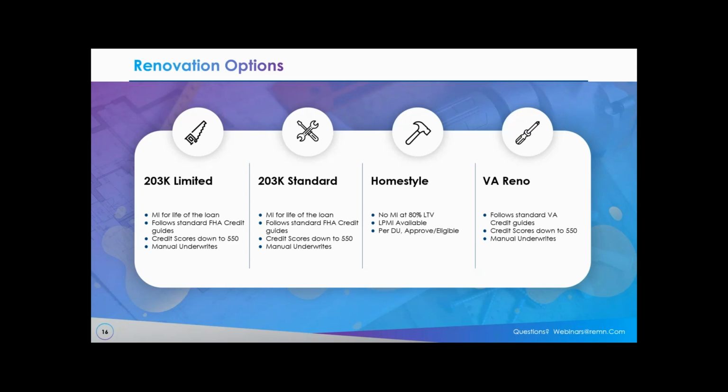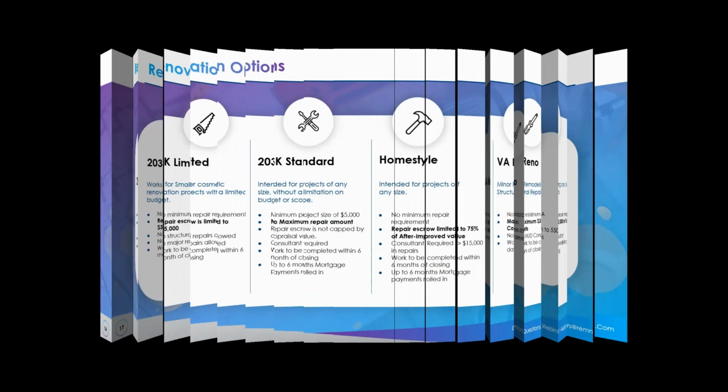So just a reminder, what you see on the screen is not relevant right now. We're going down to 620 right now on these deals, 620. Okay, but we can do manual underwrites. If you have any questions, email me, email webinars@remn.com, or email your account executive. On a Fannie Mae HomeStyle, we'll take whatever credit score DU accepts. And on the VA Reno, which we can't do right now, we are also pausing at 620. Okay?